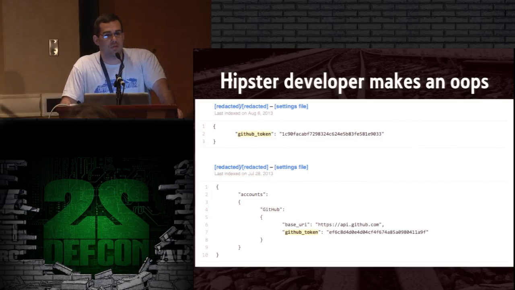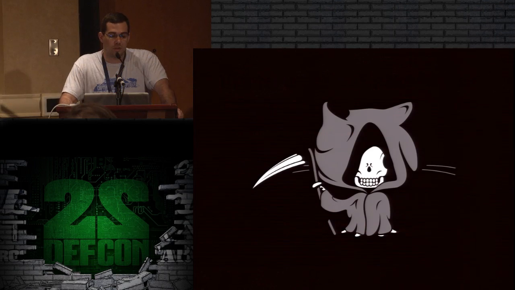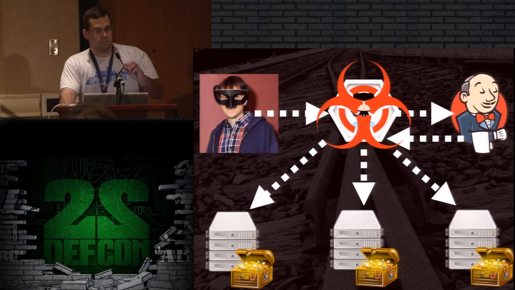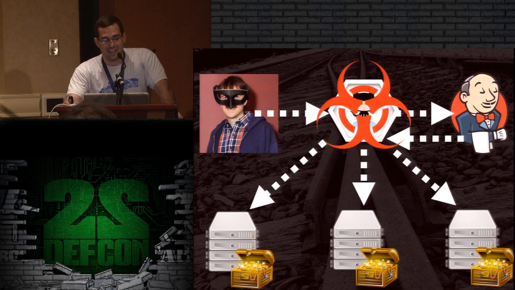So let's say that hipster developer makes an oops. He either commits his cloud credentials, which have an OAuth token in them, or he commits his GitHub token directly to his code repository. We're kind of off to the races, right? So if there is a repository at the end of that pipeline, all we do is we propagate vulnerable code that we can scan for, and then pop every single server that's using that repository.